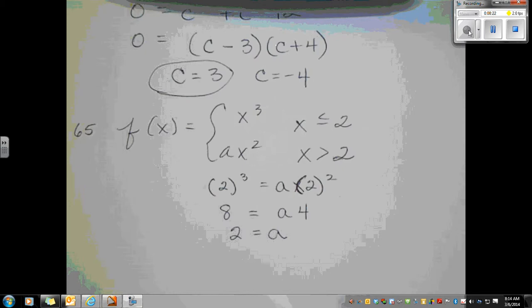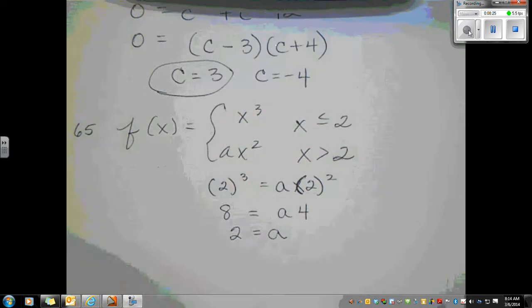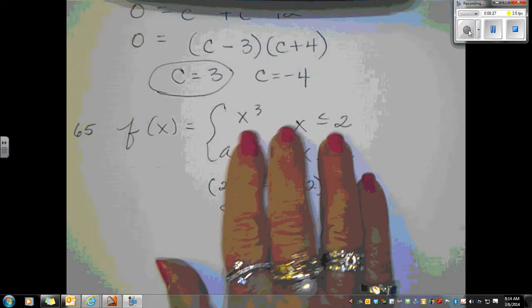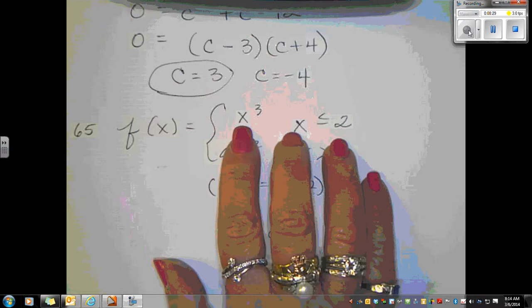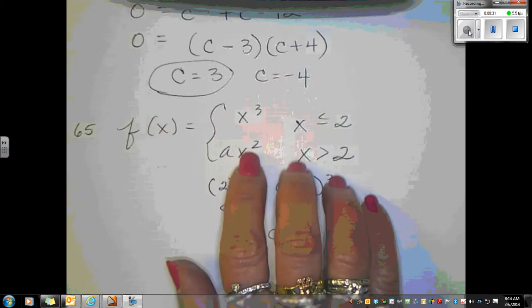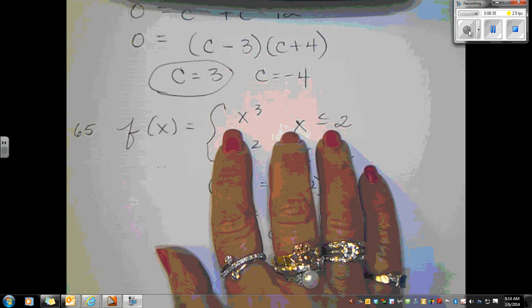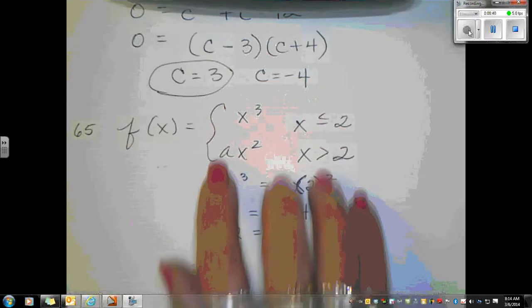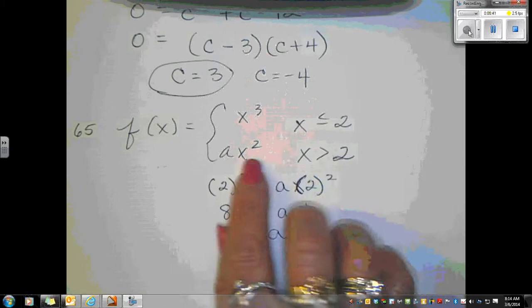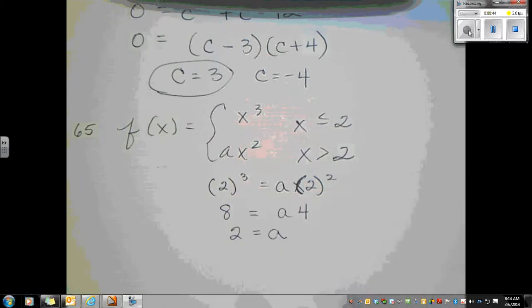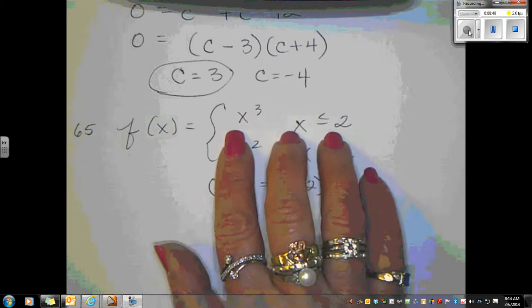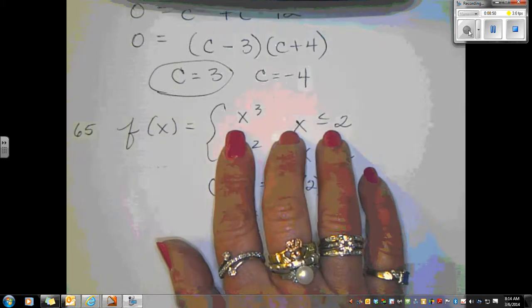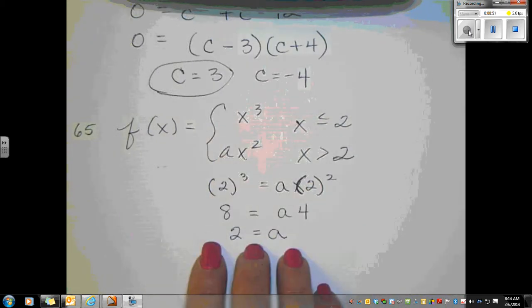Now, let's think about this. When I am at 2, this is supposed to be equal to 8. This guy would have to have a what? A hole at 8 that got filled in by him. Well, let's see. 2 squared is 4. A, we said, was 2. 2 times 4 is 8. So 8 would equal 8. So the one guy would have a hole there, and this guy would fill him in. So it works. So A actually is 2.